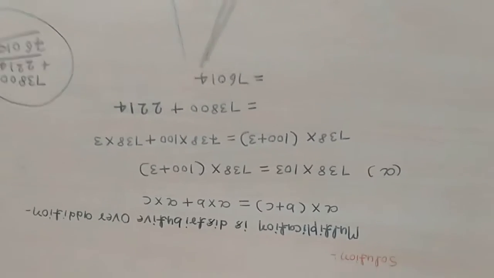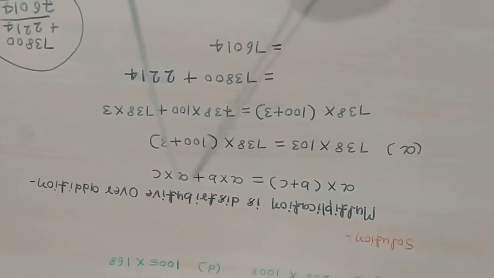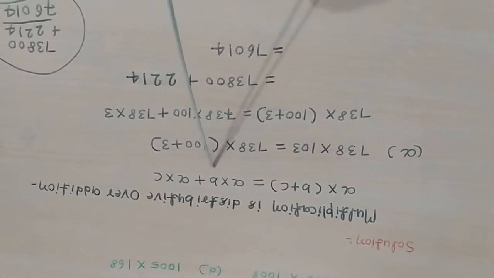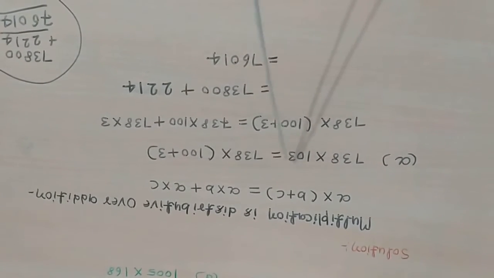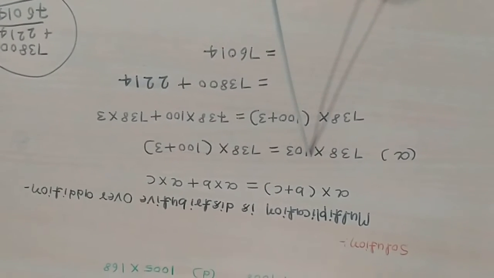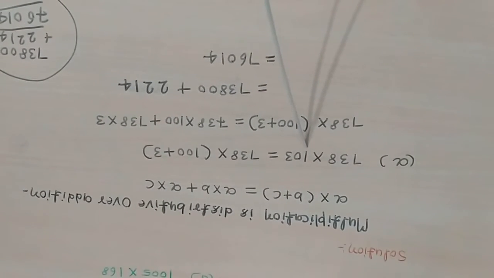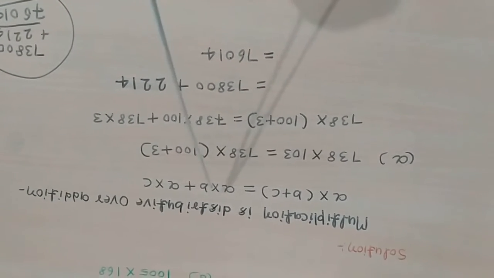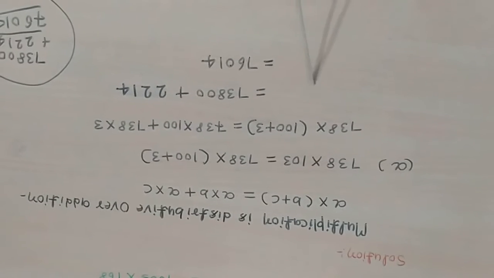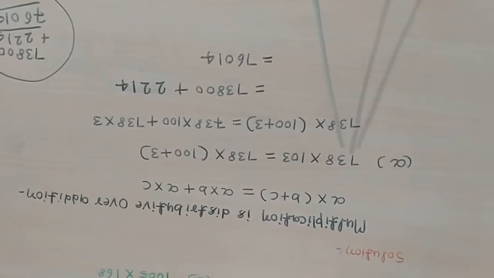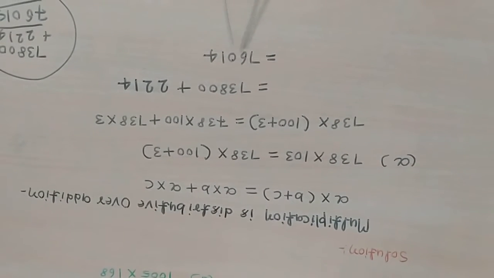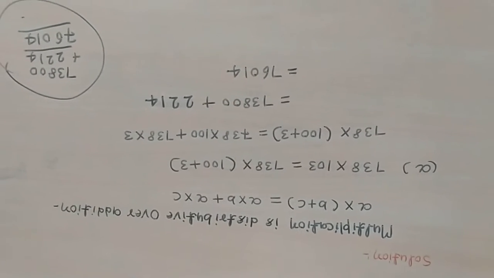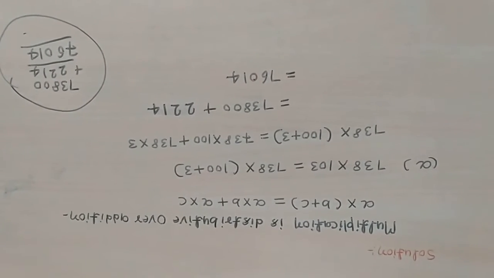The sum of these numbers is 76,014. So here you can see we use multiplication is distributive over addition: A into (B plus C) is equal to A into B plus A into C. So first, in such a case, we break 103 in the form of 100 plus 3, apply these properties and obtain the solution. So 738 into 103 is equal to 76,014.